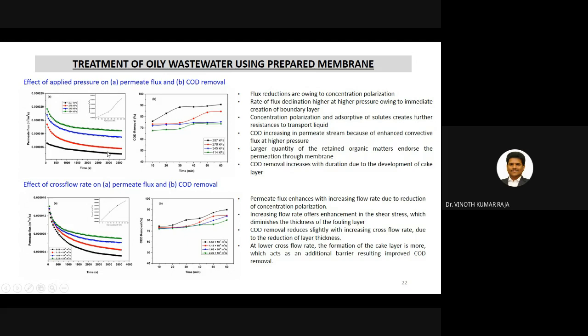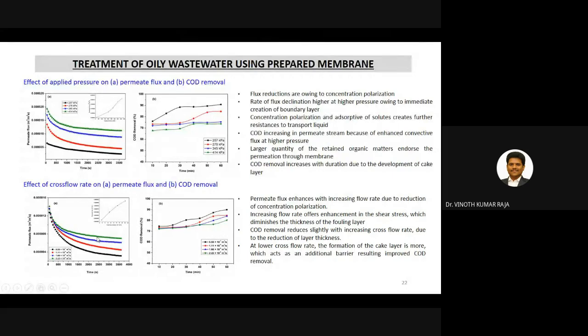But if the pressure is increased, the organic matter deposited on the membrane penetrates through the membrane. Another case is the effect of cross flow rate on permeate flux and CO2 removal, which is also presented over here. Similarly, it can be observed from this figure that the permeate flux is enhancing with increasing the cross flow rate.